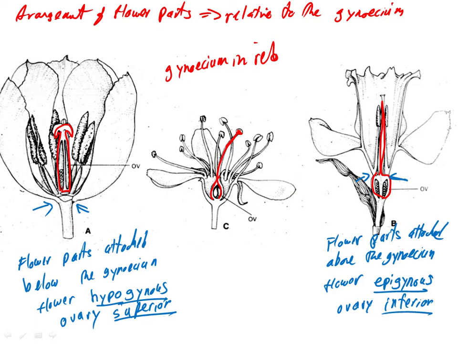So first of all, let's look at the gynoecium here. We see the gynoecium. And now look at this little bit of tissue here. It's not sepals or petals. What is that? Little green tissue. It's something else, and we give it a special name. It's a little cup, and we call it, below the flower, hypanthium.